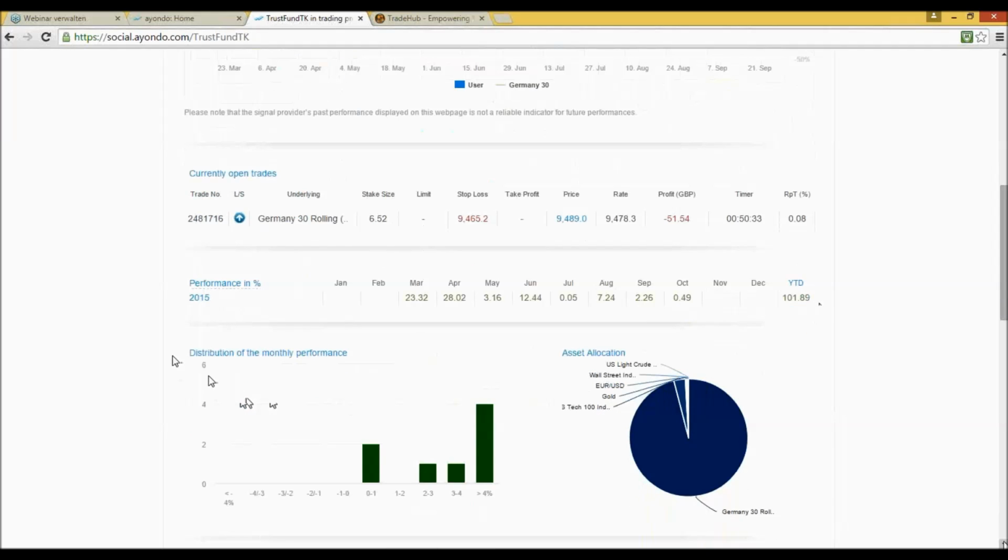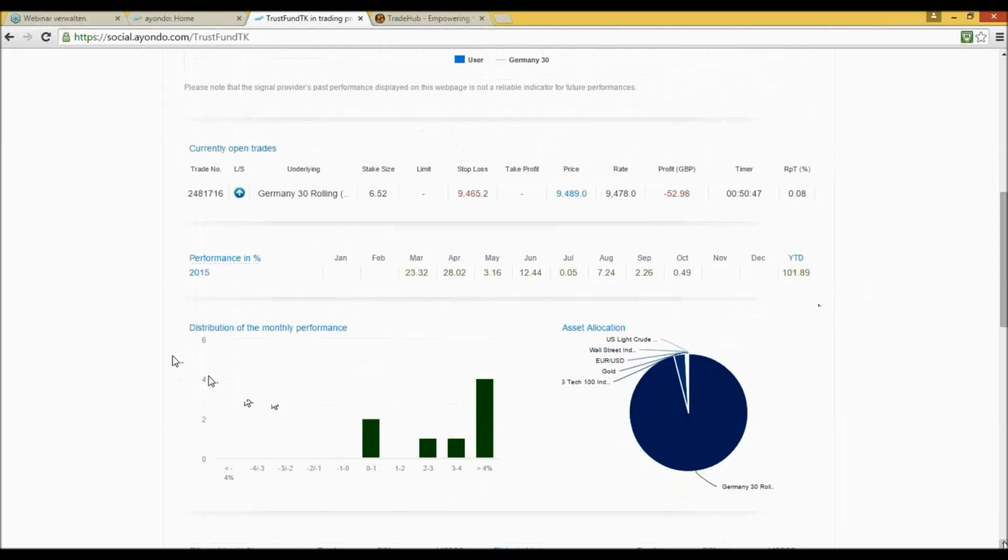Again, there's a lot of information here, and it's really transparent, which is one of the key differences between the social platform that you see here and any other platform that you may see. There's some more metrics here for distribution of monthly performances, showing you as a bar chart what percentage returns he's had and the frequency of how often it's occurred. So we can see he's had more than a 4% return in more than 4 months.